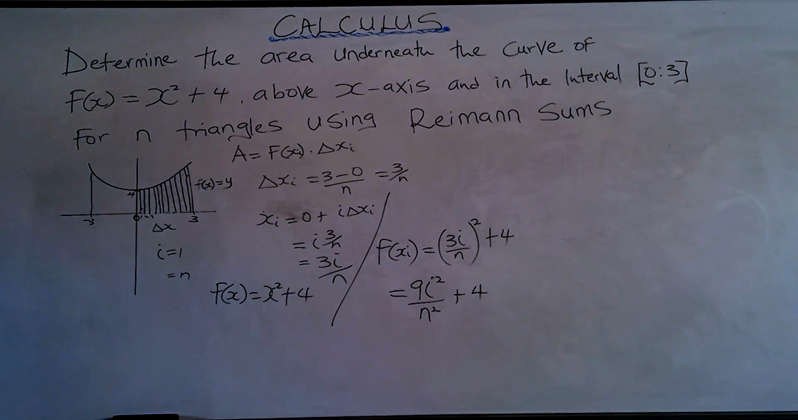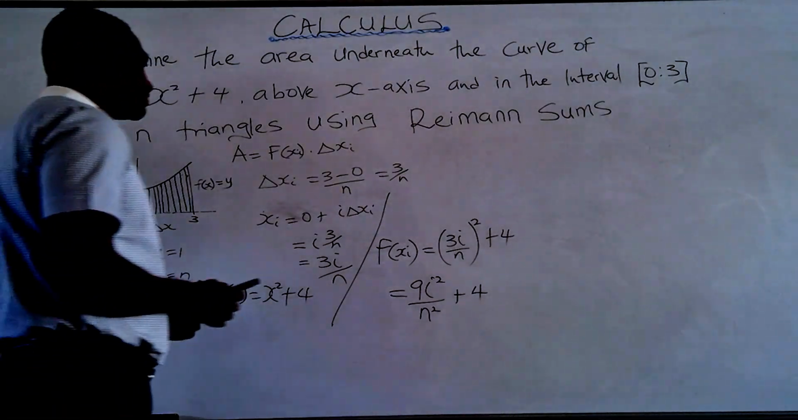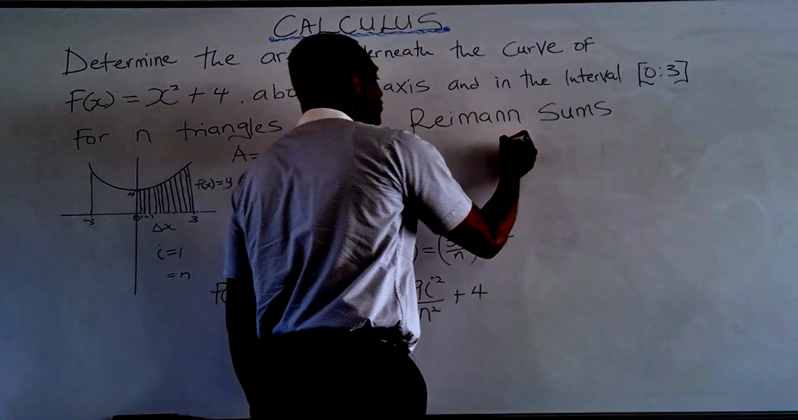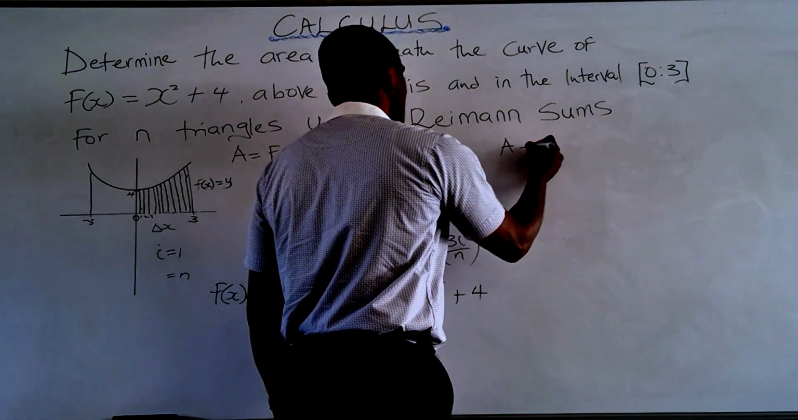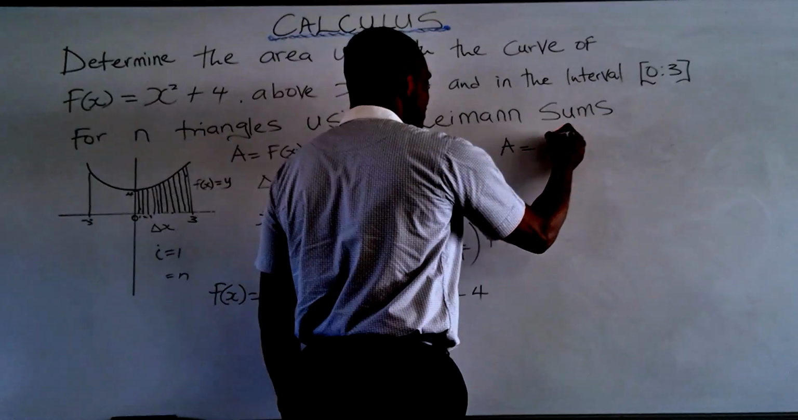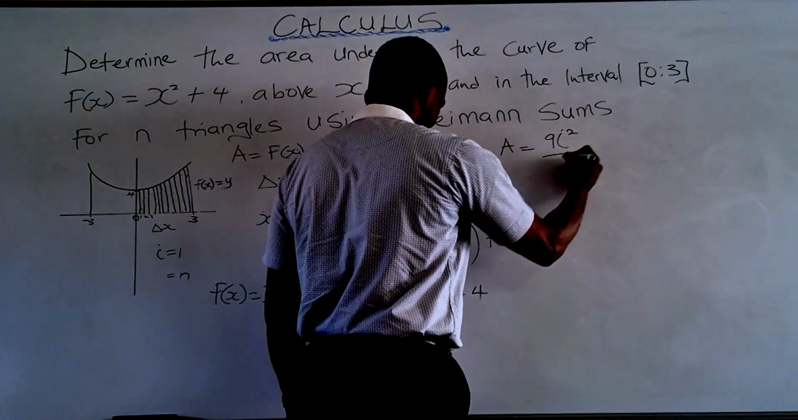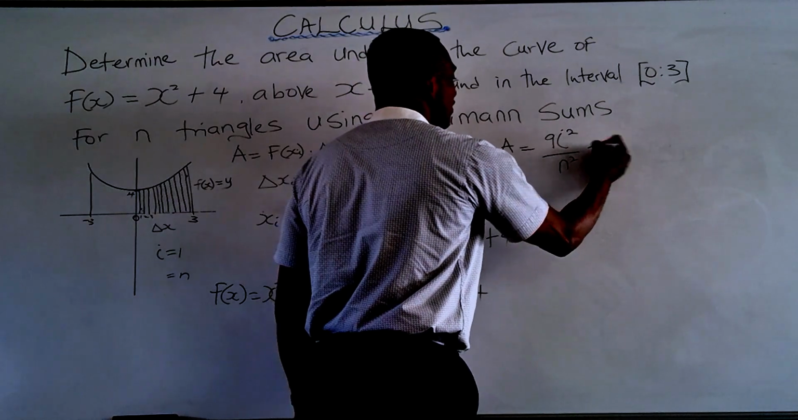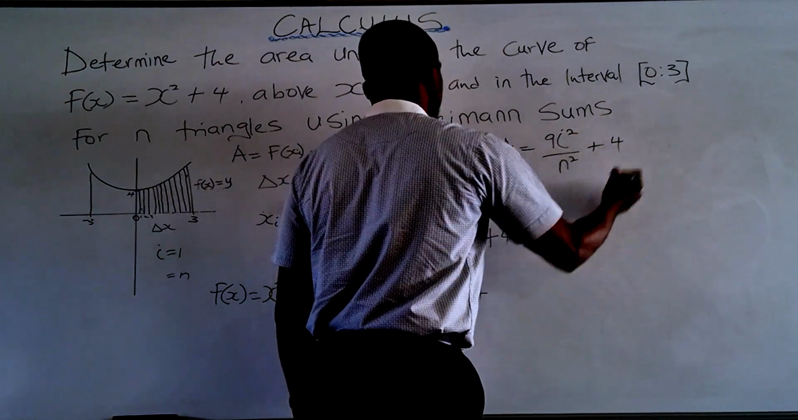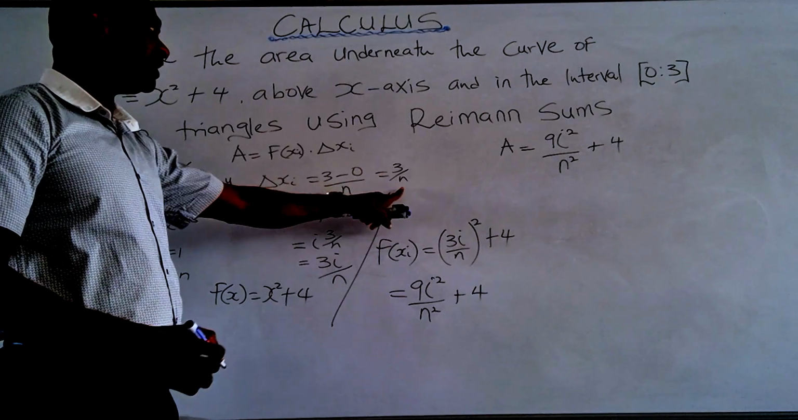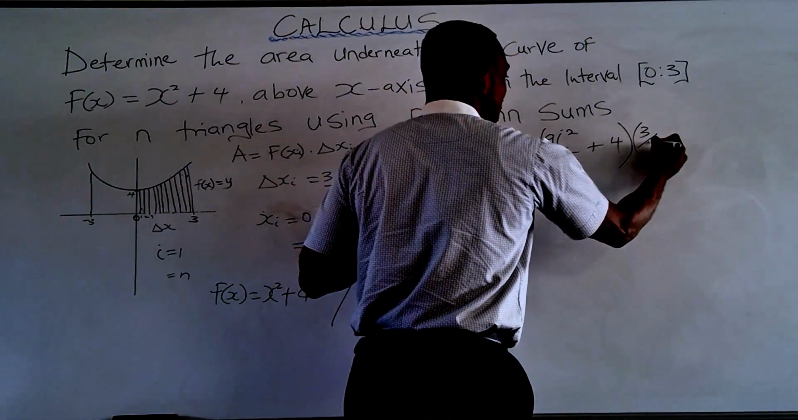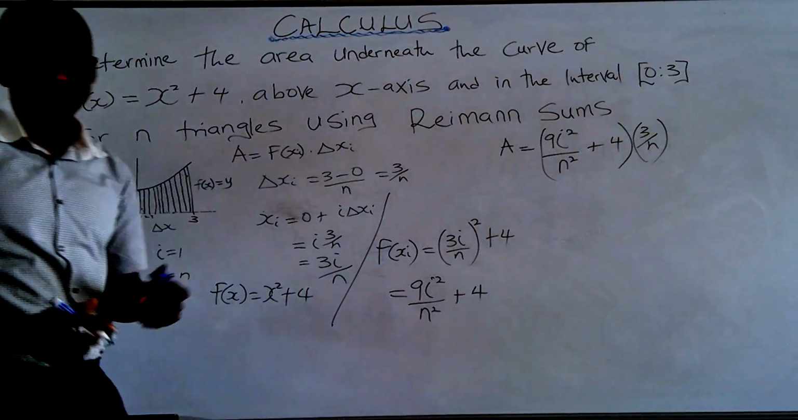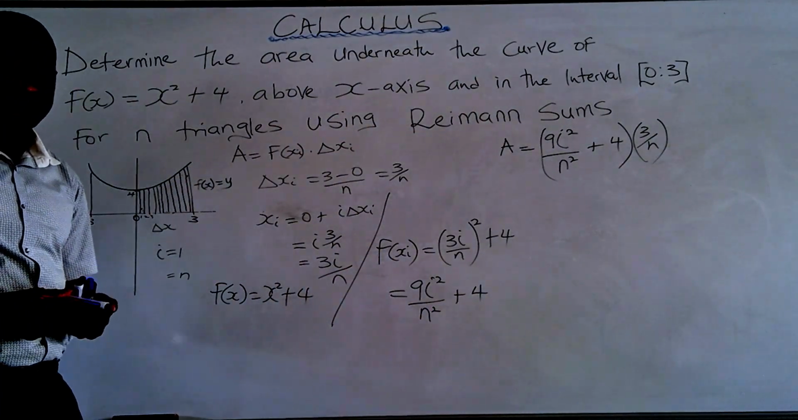Now we go on and calculate the area in terms of the number of rectangles given. So the area of one rectangle will be f of x i, which is 9i squared over n squared plus 4, times delta x i. Our delta x i is 3 over n.